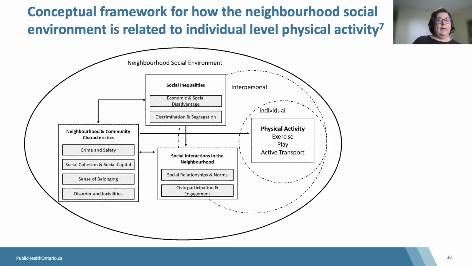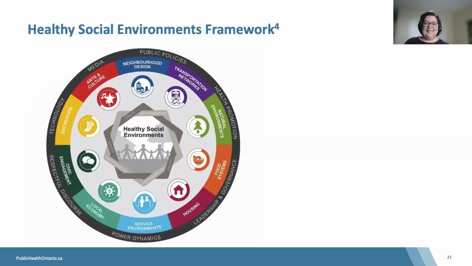The second framework I talked about already very briefly, which is the one from the BC CDC, and we're going to paste the link for that in the chat for you. And this conceptual framework depicts 10 features of the social environment. So these are the areas in which we can work if we want to create healthy social environments. So we can work on neighborhood design, we can increase arts and culture opportunities, we can develop the local economy, we can build a sense of civic engagement, we can address housing and food systems.